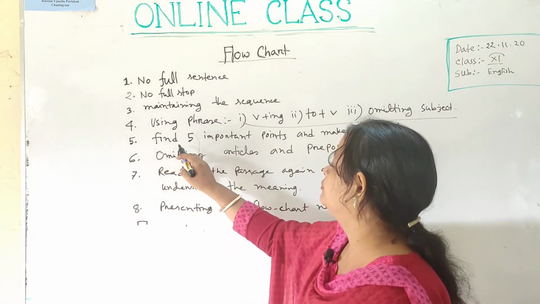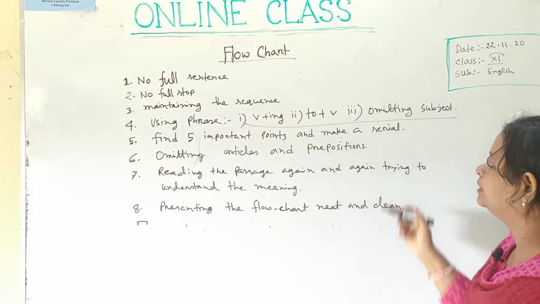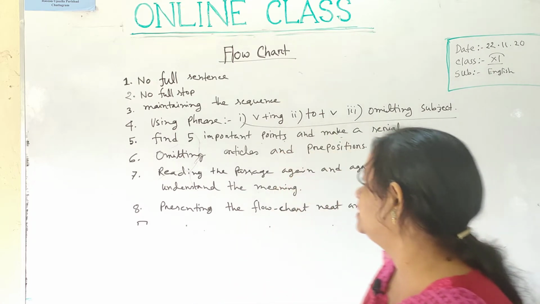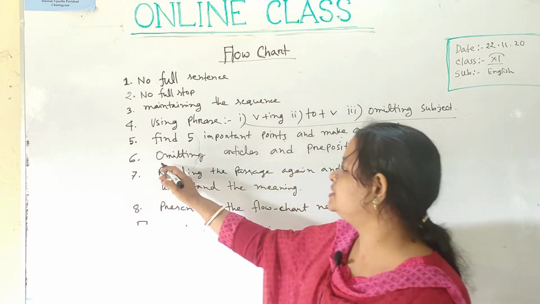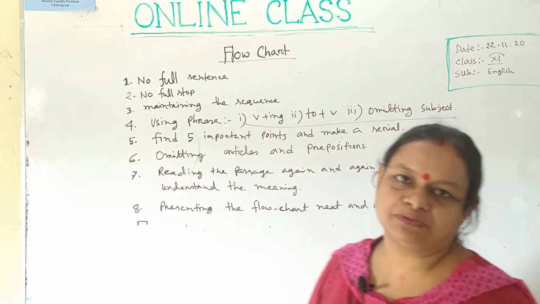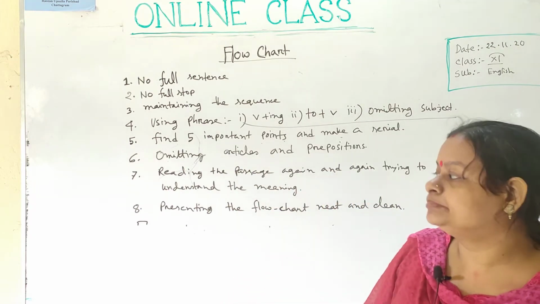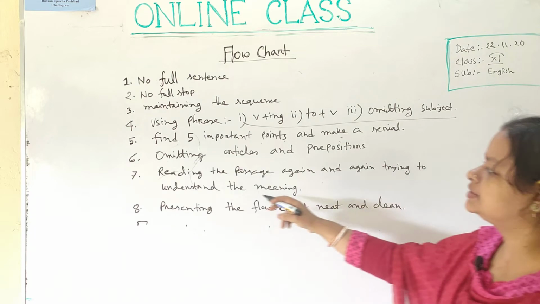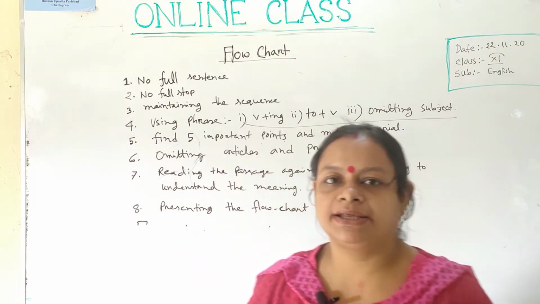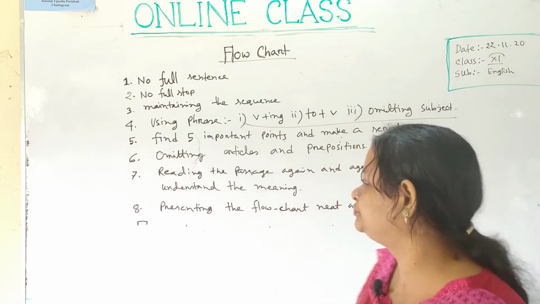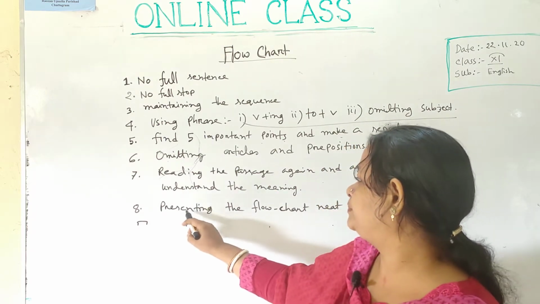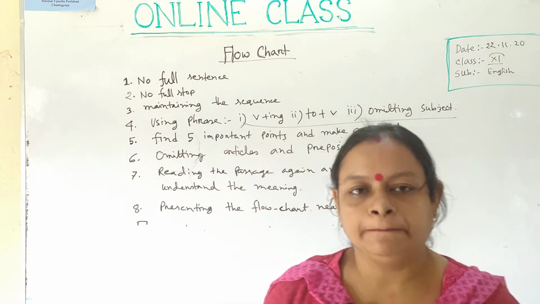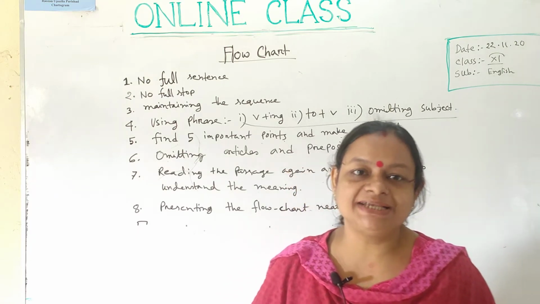Then number 5, we have to find 5 important points and make a serial. According to the question, we have to find 5 important points and make a serial of them. And number 6, omitting articles and prepositions. As far as possible, we should omit articles and prepositions. Number 7, reading the passage again and again, trying to understand the meaning. We have to read the passage again and again before we start to write. And then presenting the flowchart neat and clean. At last, we have to present it neat and clean so that it becomes a nice flowchart.